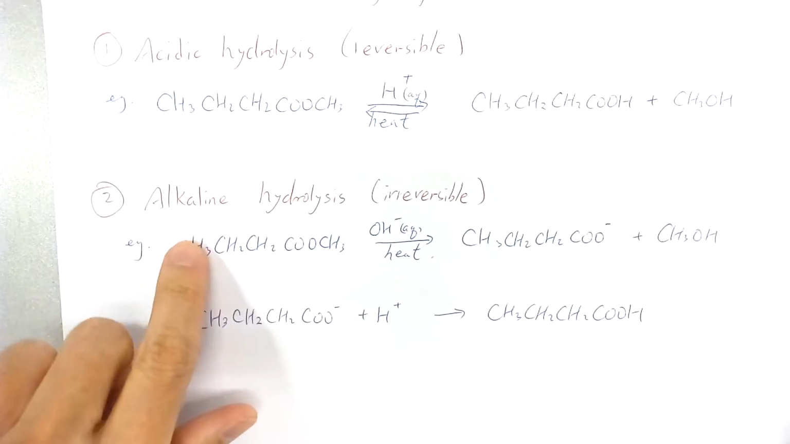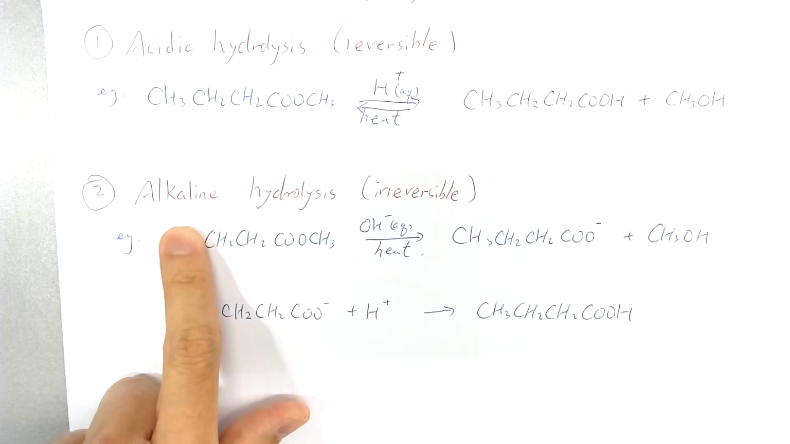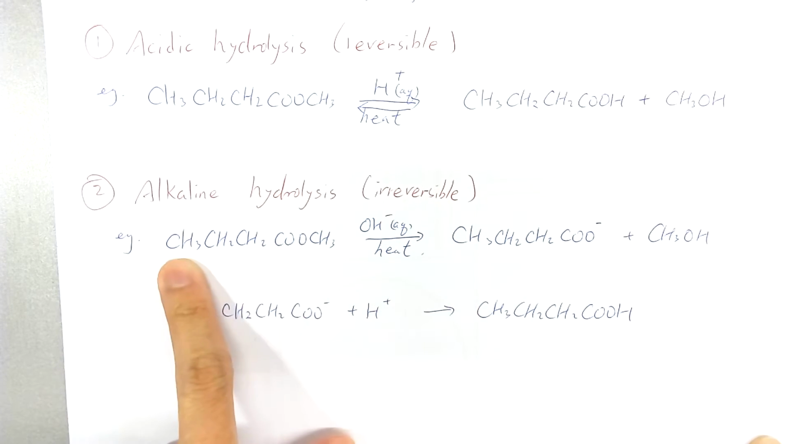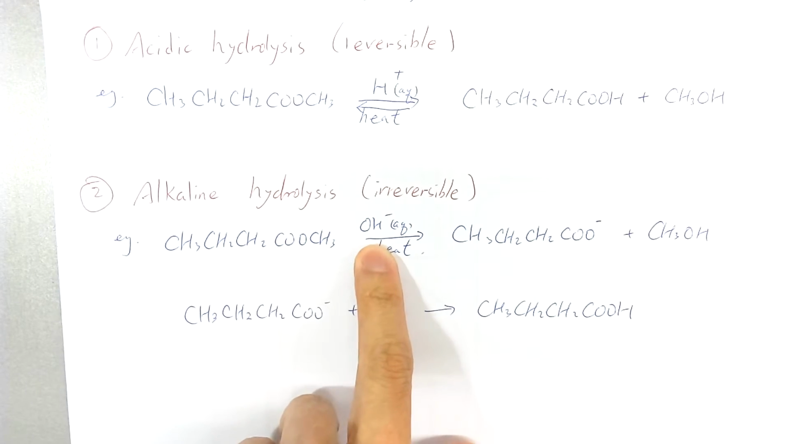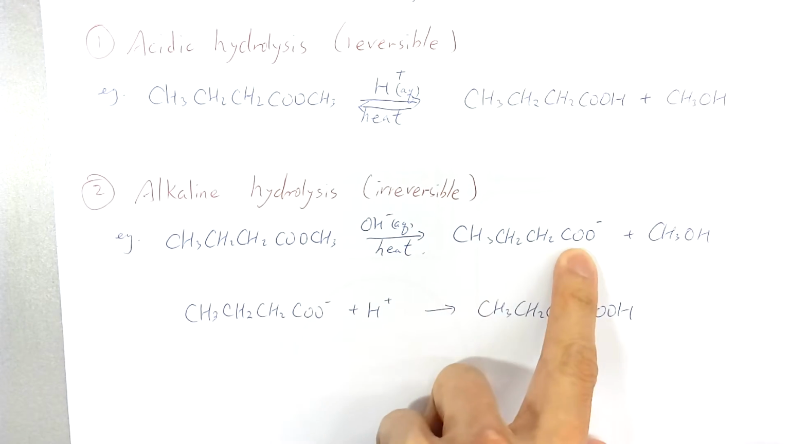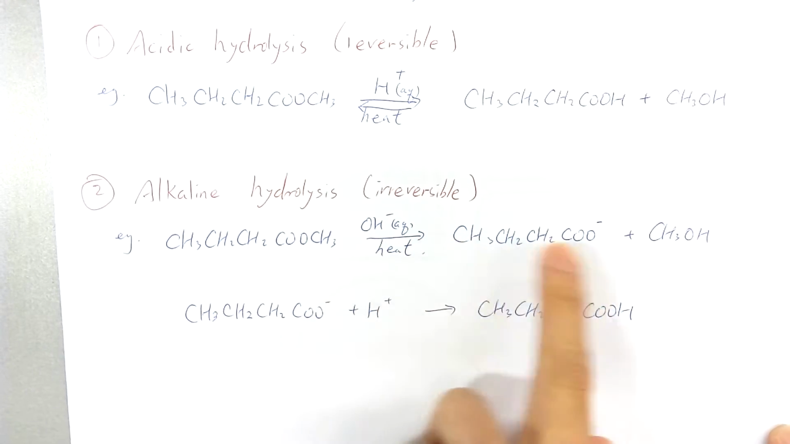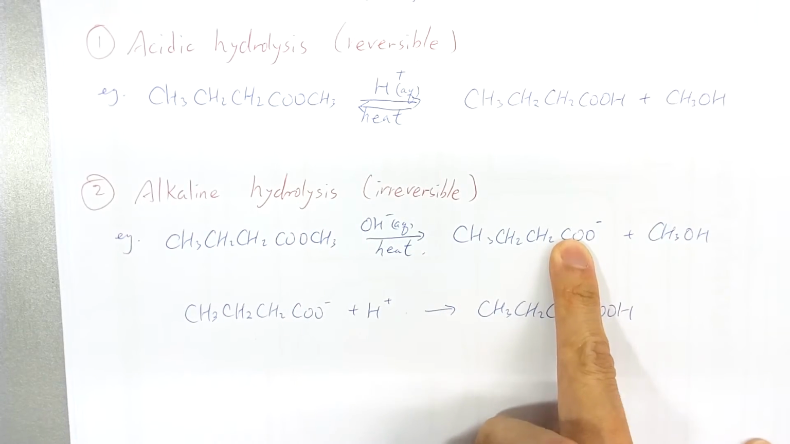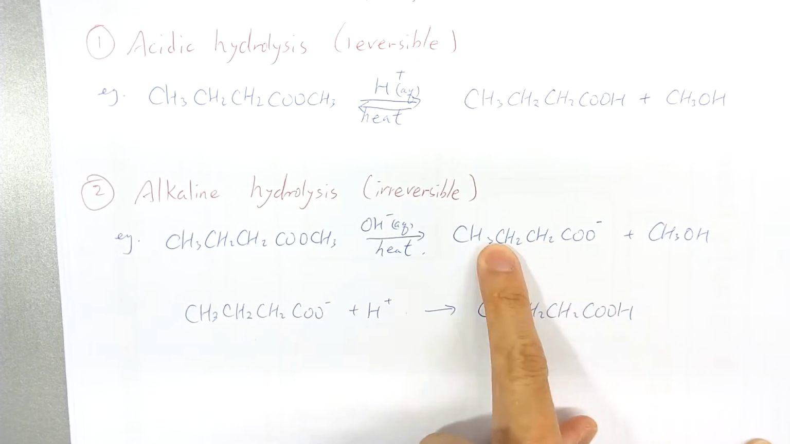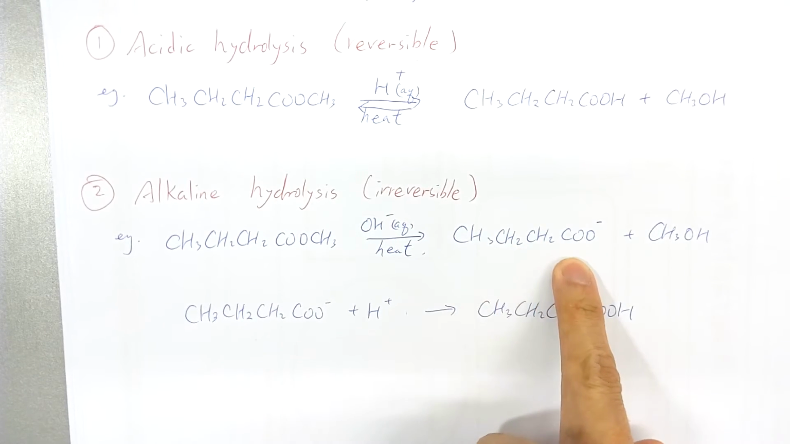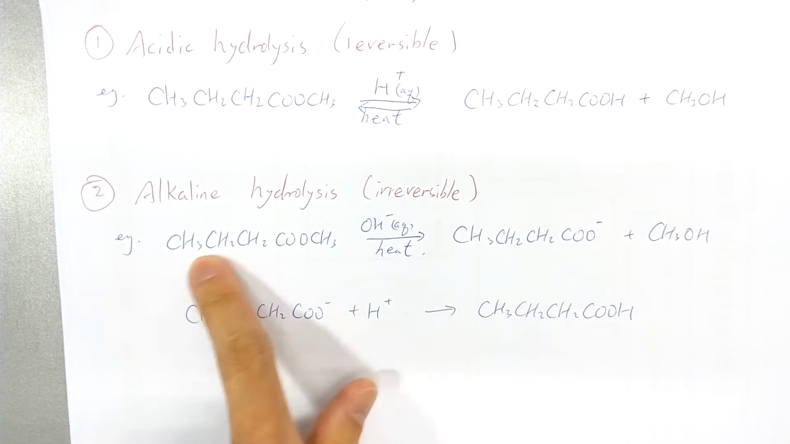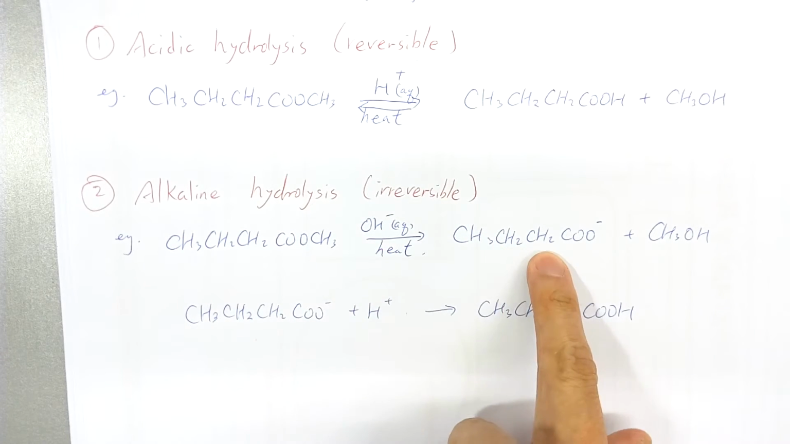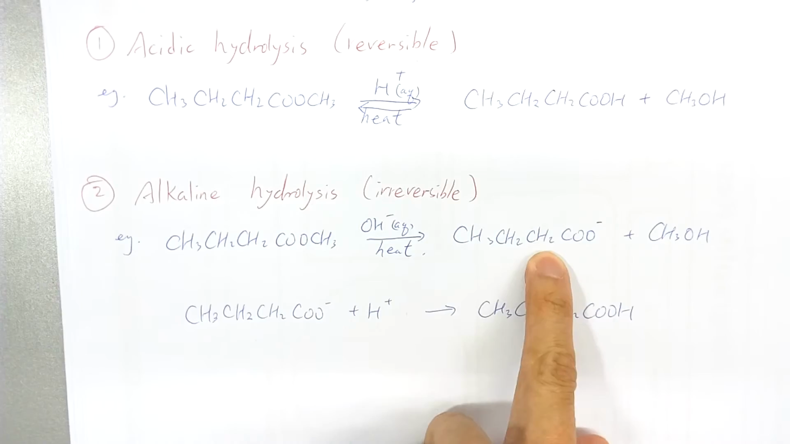Okay, so we have alkaline hydrolysis, which is irreversible. So you can see this time we use alkaline medium, okay? And because in alkaline medium, the carboxylic acid will be neutralized to form salt, okay? Now, because this one is no longer the reactant, it cannot turn back into ester. So this is a one-way reaction, or we can say this is 100% complete.